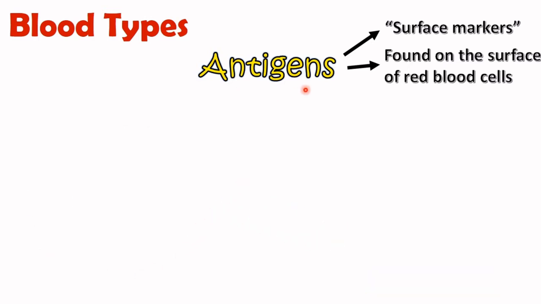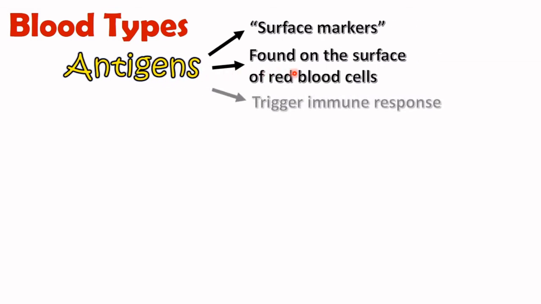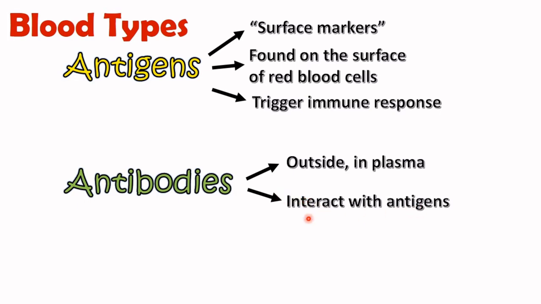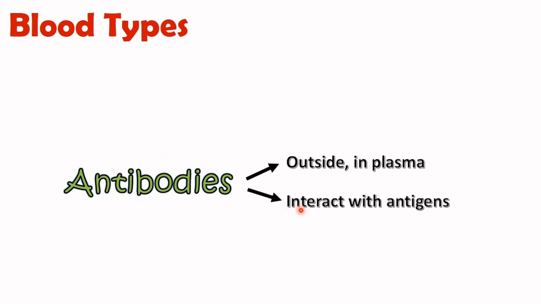So, it is considered as a 0 blood type. Okay? Besides being the surface markers, antigens also have another important function, which is that antigens can trigger the immune response, which relates to the antibodies. So, antigens and antibodies must be opposites. Antibodies can be found outside the cells in the plasma, and antibodies can interact with the antigen, which can trigger the immune response. Like I said, the antigens and antibodies are related. So, we are going to talk about the antibodies.